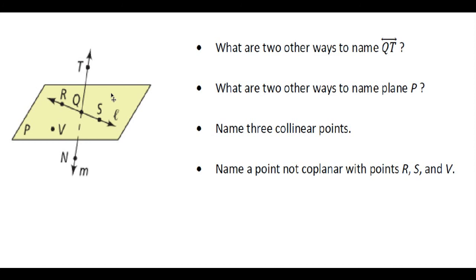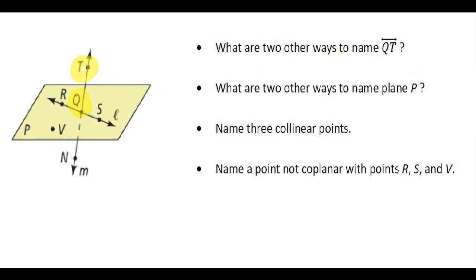Okay, so here's an example. Let's start with this example. You have this in your notes, so let's follow along. What are two other ways to name QT? So let's go ahead and find QT. All right, here's Q, here's T. They're saying name two other ways to name this line QT.